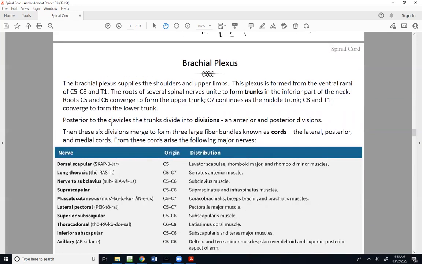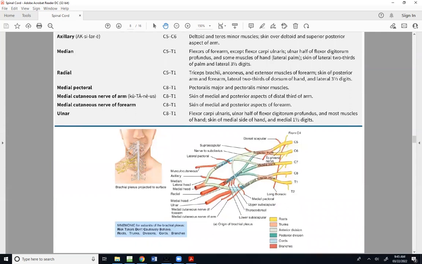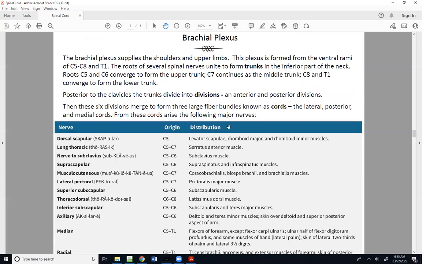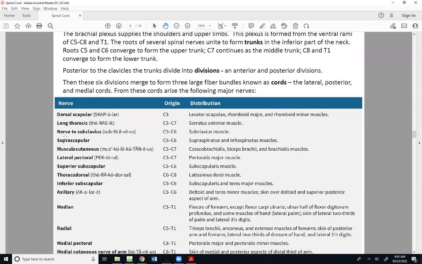Posterior to the clavicle, so behind your collarbones, the trunks divide and form divisions, and there are two, anterior and posterior, and those are shaded here in a light green and then more of an aqua color. And then coming off of those divisions, those merge and form three fiber bundles we call cords, and there are three of those: lateral, posterior, medial. And from these cords, the actual nerves of your arms arise, okay?